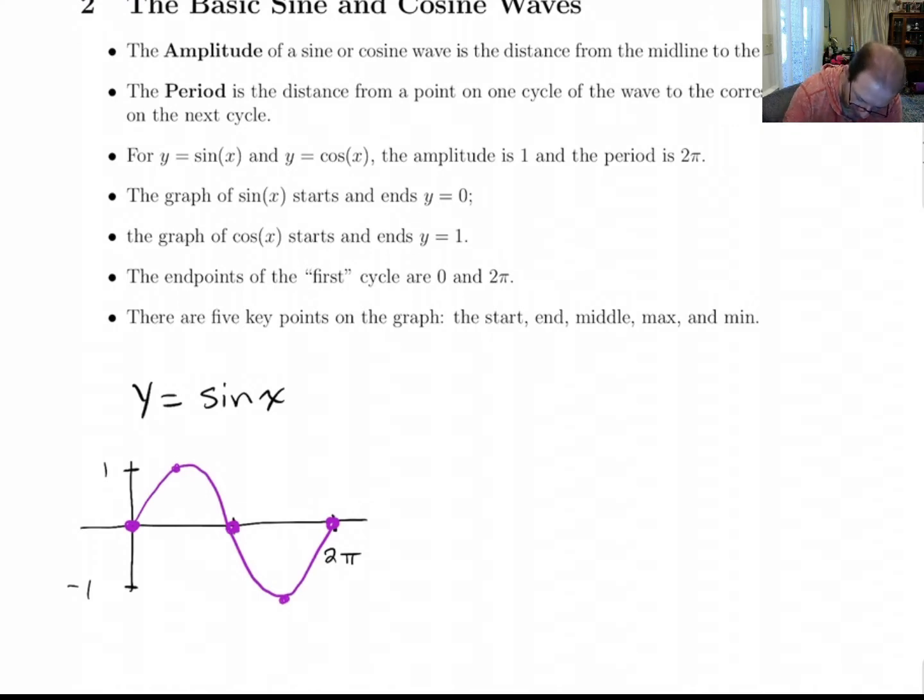I'm going to label this point in the middle. This is pi. And let's see, this should be right here at the very top. So sine looks like that.